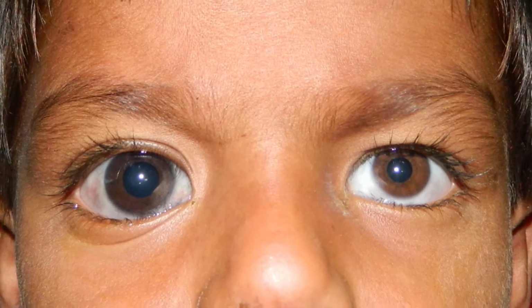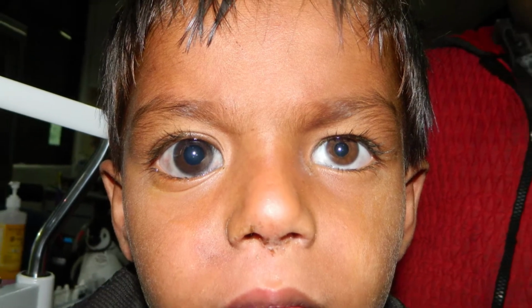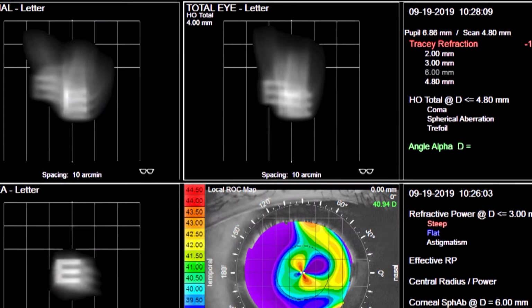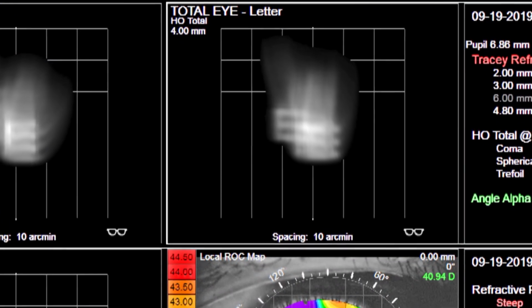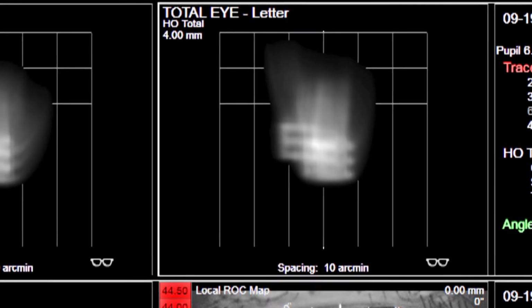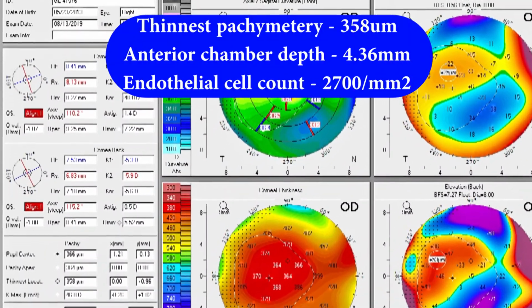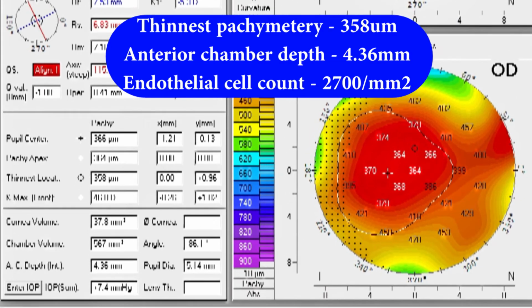At the age of 5 years, he presented to the cornea and refractive service of our center with a seemingly large right eye. The visual perception of the child in this eye was enormously distorted due to the high axial myopia with significant astigmatism. The cornea was extremely thinned out, though the endothelial cell count was healthy.